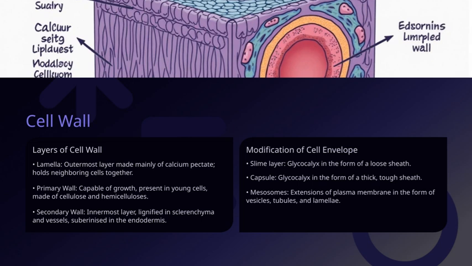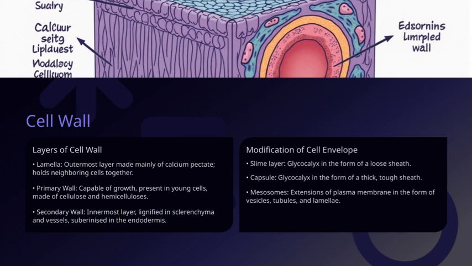Moving on to the layers of the cell wall, we see the secondary wall, which is the innermost layer. It becomes lignified in sclerenchyma and vessel elements, providing additional strength and rigidity. In the endodermis, it's suberized, helping in selective permeability. The primary wall, present in young cells, is capable of growth and is mainly composed of cellulose and hemicelluloses.